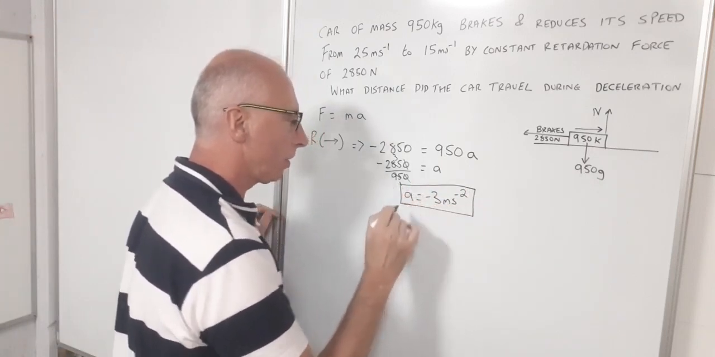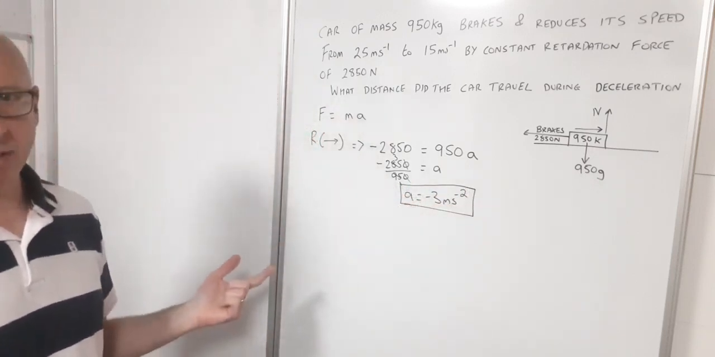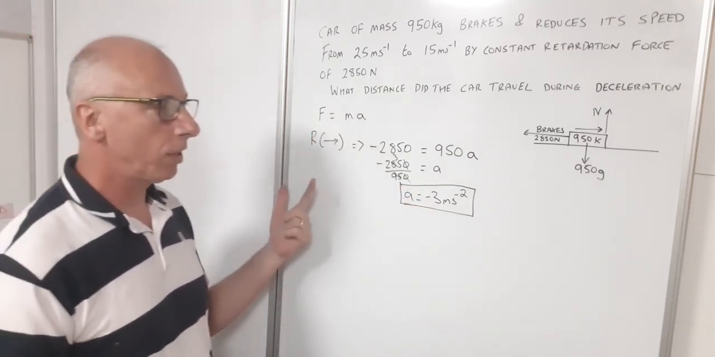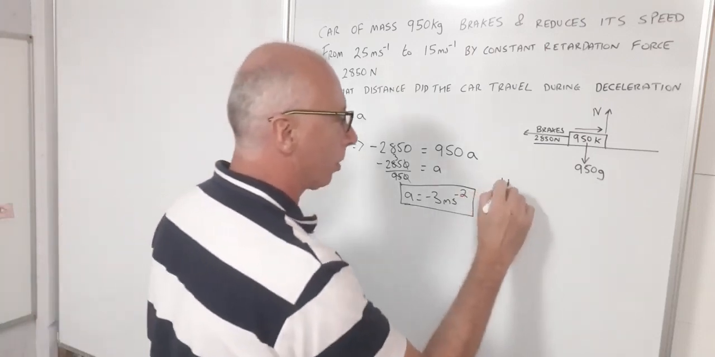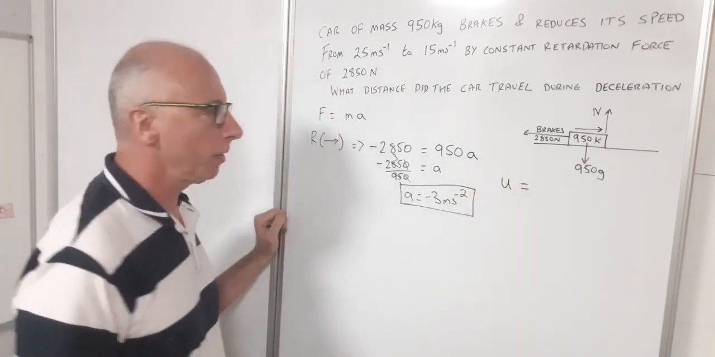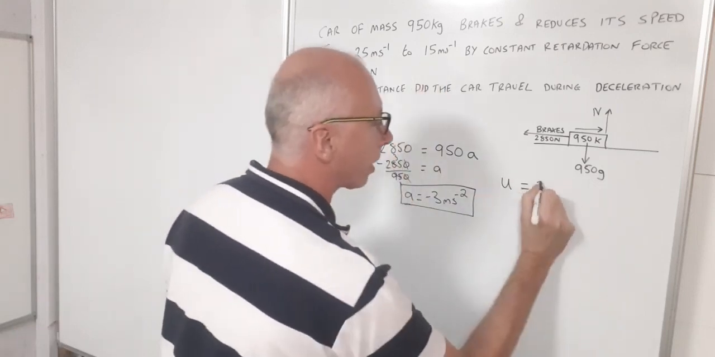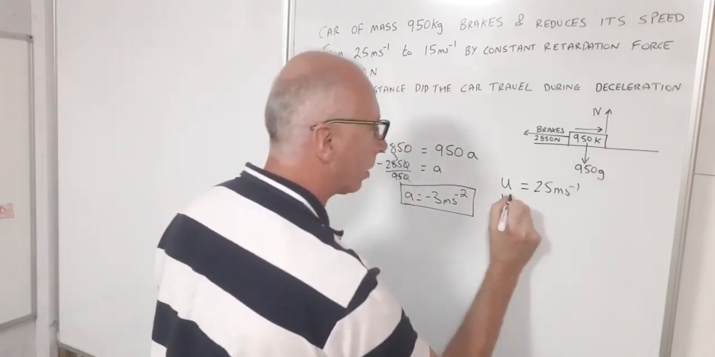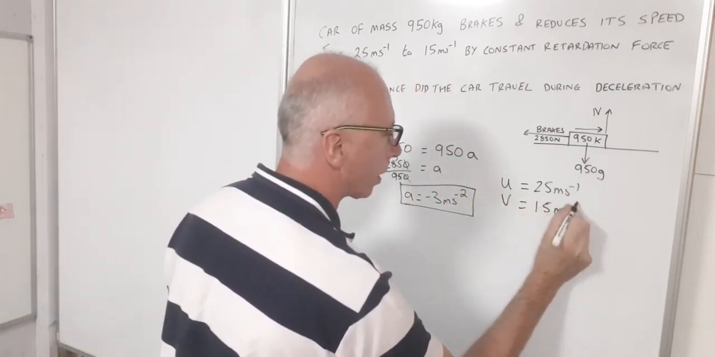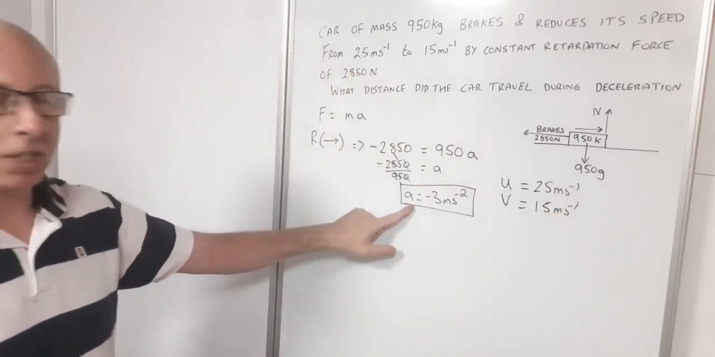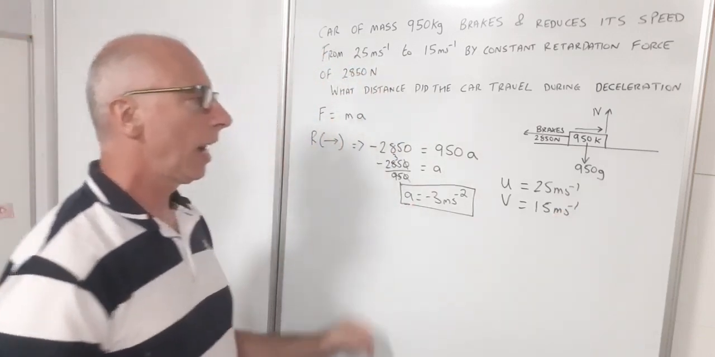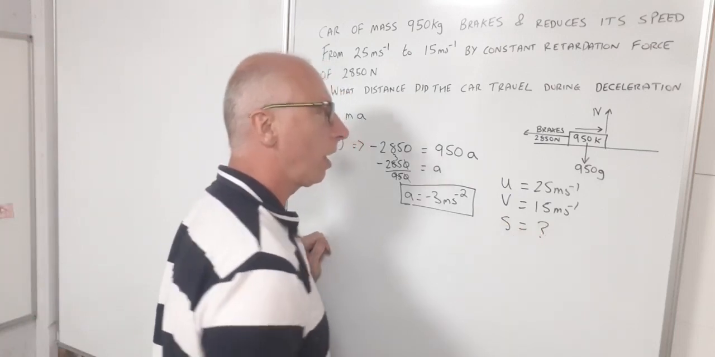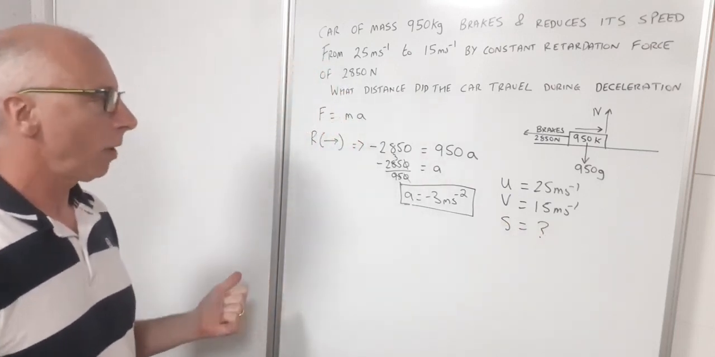Now that's only part of the solution. We still haven't found out the distance. So for that we could use one of the SUVAT equations. So let's have a look at maybe this one. We've got our initial velocity, which is 25 meters per second. We've got our final velocity, which is 15 meters per second. We know the acceleration, so that's fine. And we want to know what s is. So that's our displacement.